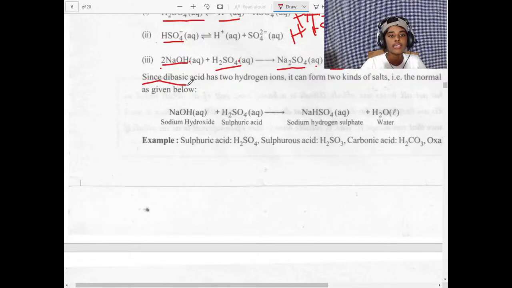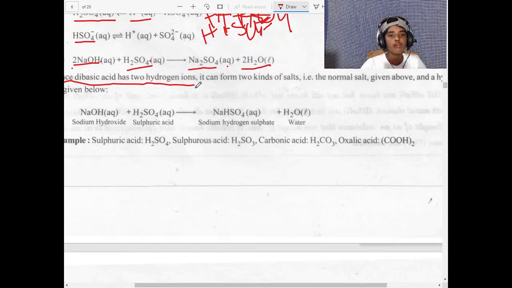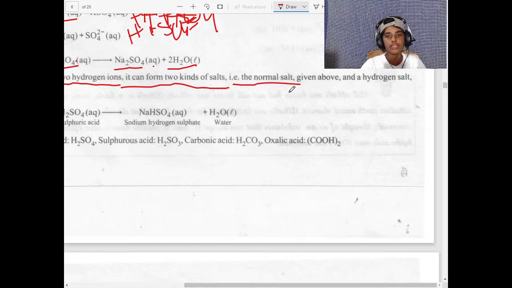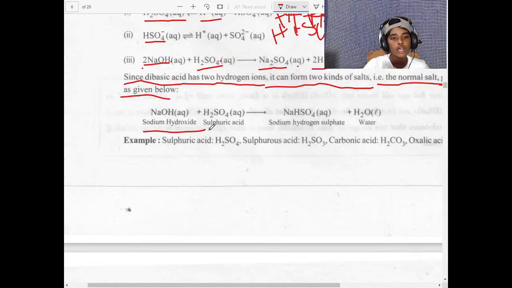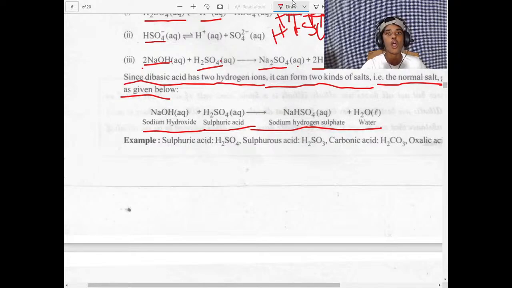Since dibasic acid has 2 hydrogen ions, it can form 2 kinds of salt. That is the normal salt given above and a hydrogen salt. Now the hydrogen salt is given below. Sodium hydroxide and sulfuric acid give sodium hydrogen sulfate plus water.